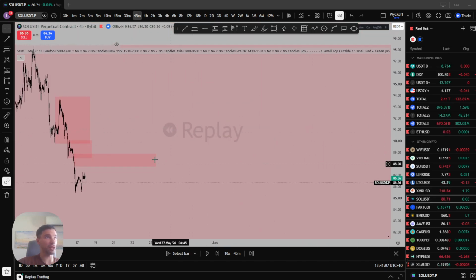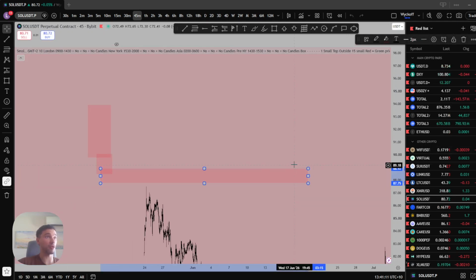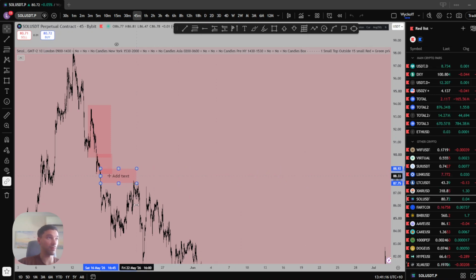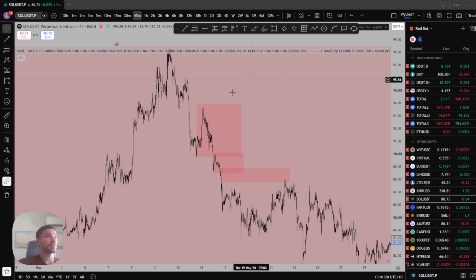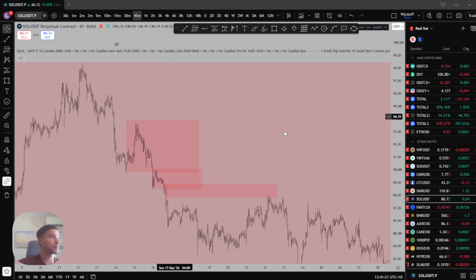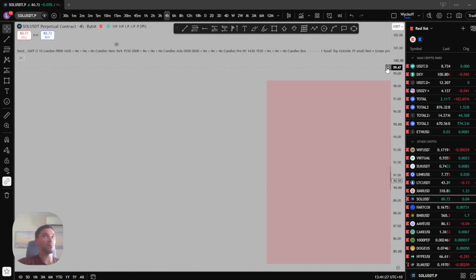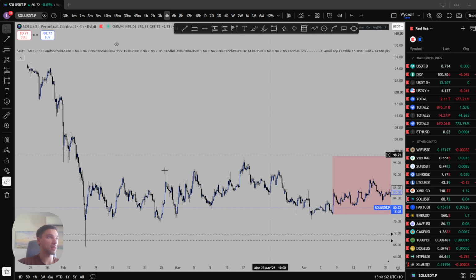So expect a rejection here. Pretty simple. We may have already gotten it. There you go. Boom. Yeah, otherwise anything here is not really that essential for me. So I will look on slightly higher time frames. What else do we have above us?